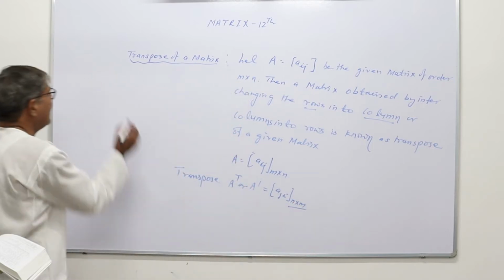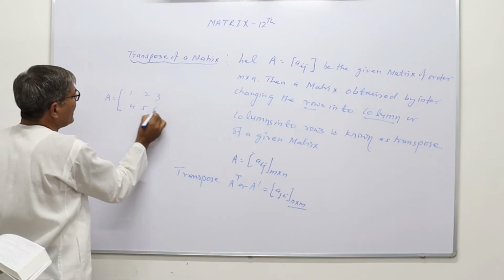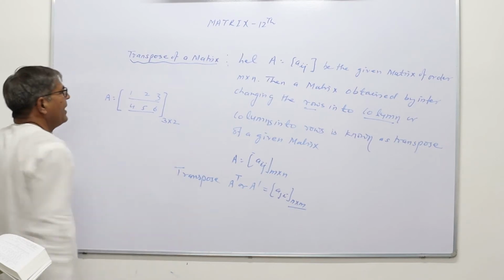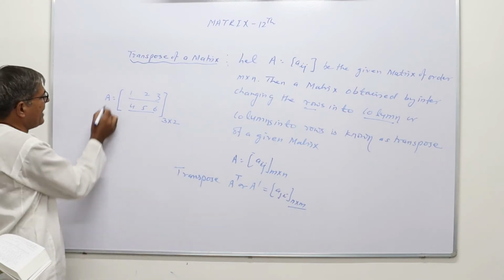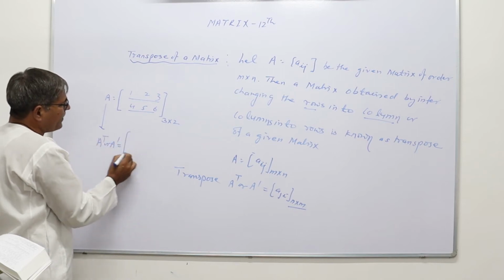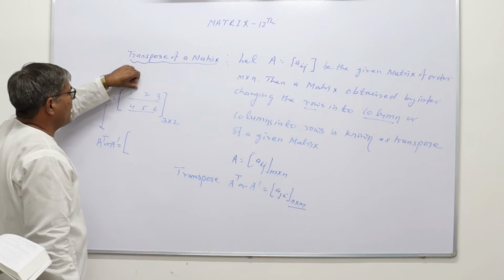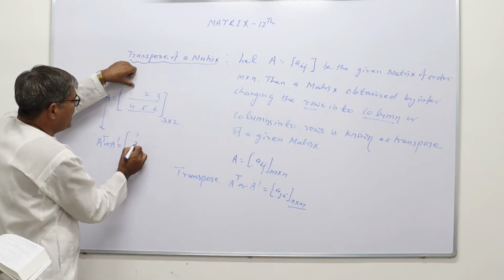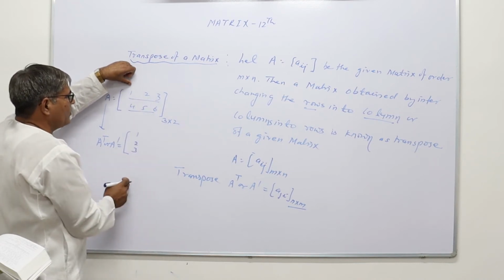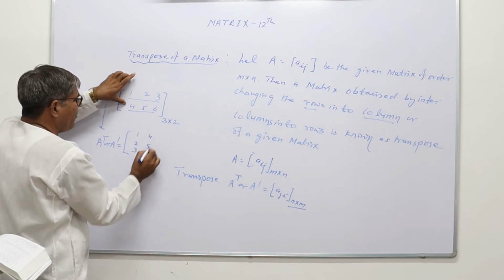So for example, let us suppose the given matrix A is [1, 2, 3; 4, 5, 6]. What is the order? The order is 2 rows and 3 columns, so 2 cross 3. Now the transpose of the given matrix A will be represented by A^T or A prime. How will we obtain the transpose of this matrix? We will convert the rows into columns. So the first row 1, 2, 3 will be written as the first column 1, 2, 3. Then the second row 4, 5, 6 will be written as the second column 4, 5, 6.